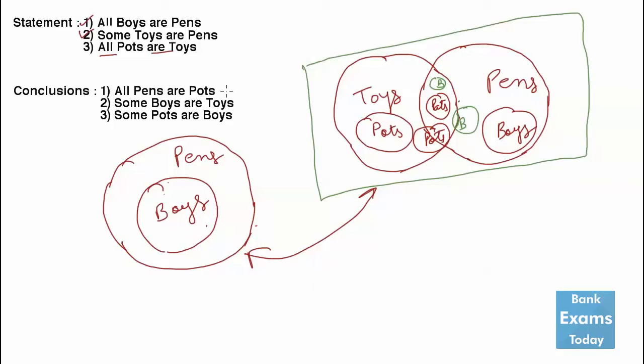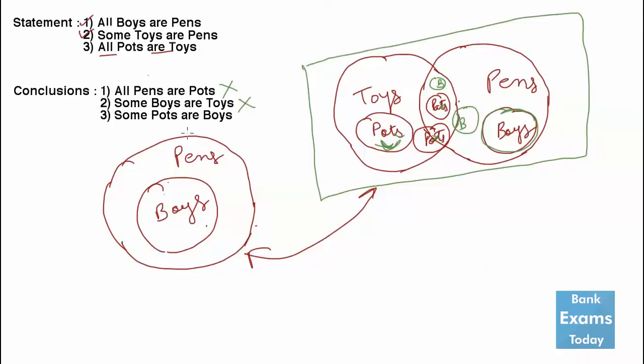All pens are pots. So look at this circle. If this is the position, if the pot is not here, if it is here, then all the pens are not pots. So it is not possible at all. Some boys are toys. So if the situation is like this, if the circle boys is situated here, then there is no relation between the toys and the boys. So this conclusion is not followed.